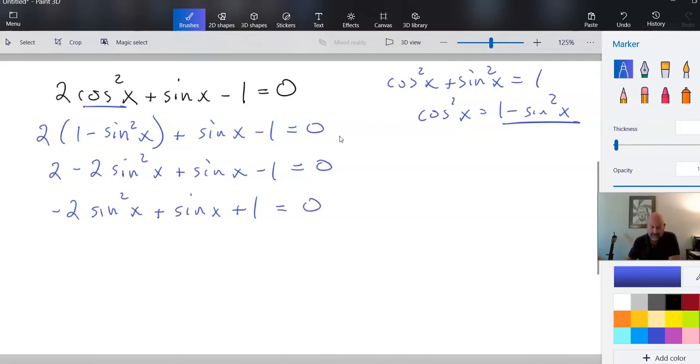Equals 0. Now, I have it in that quadratic form, which is actually really nice, but I have a problem with the fact that my leading coefficient is negative, and that's not a typical way we look at it. So what I can do is just multiply the entire thing by negative 1 and switch all of the signs at the same time. Because I'm multiplying both sides of the equation by the same number, it doesn't change anything. So this now becomes 2 sine squared x minus sine x minus 1 equals 0.